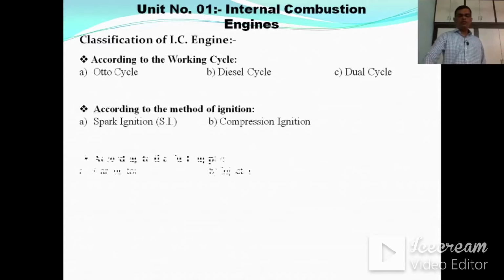Now the third classification is according to the fuel supply. The fuel is supplied by using a carburetor system or by an injector system. In the carburetor system, the fuel is mixed with the air and then it is supplied to the engine. In the injector system, we just compress the air in the cylinder, and at the end of compression, we use an injector to eject the fuel. The carburetor system is used in a petrol engine and the injector system is used in a diesel engine.